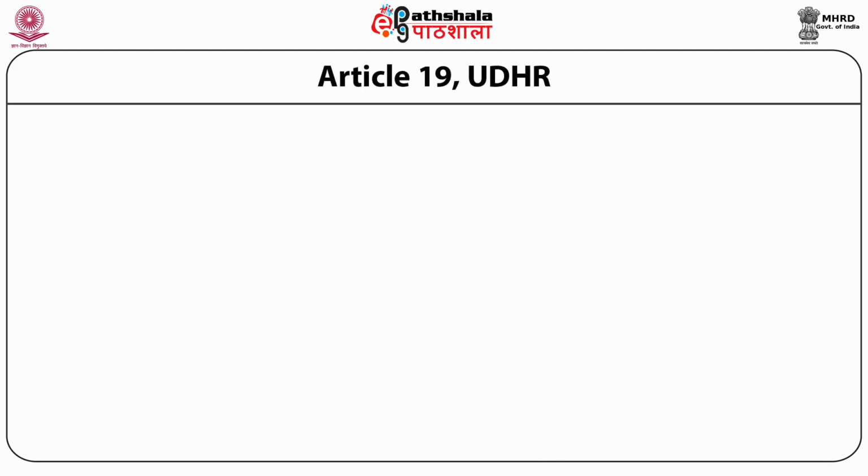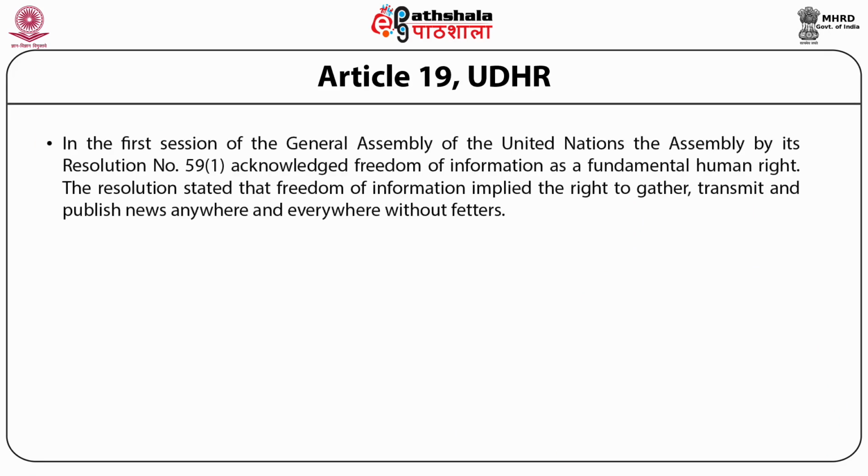Article 19 UDHR. In the first session of the General Assembly of the United Nations, the Assembly, by its resolution number 59, acknowledged freedom of information as a fundamental human right. The resolution stated that freedom of information implied the right to gather, transmit, and publish news anywhere and everywhere without fetters.